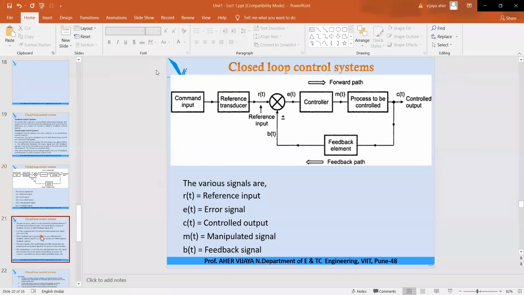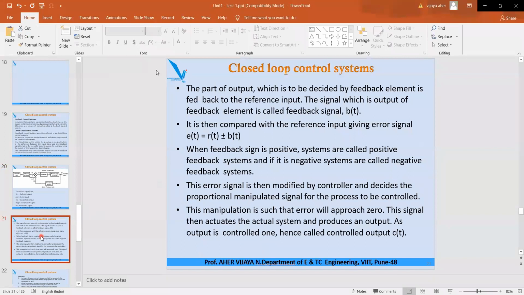So moving on. Now the same thing is explained over here. So just read it first. The part of the output which is decided by the feedback element is fed back to the reference input. The signal which is the output of the feedback element is called the feedback signal, denoted by the letter BT. So you have to remember this word BT. It is then compared with the reference input, giving the error signal ET. So what is ET? ET is the difference between the reference signal and the feedback signal.